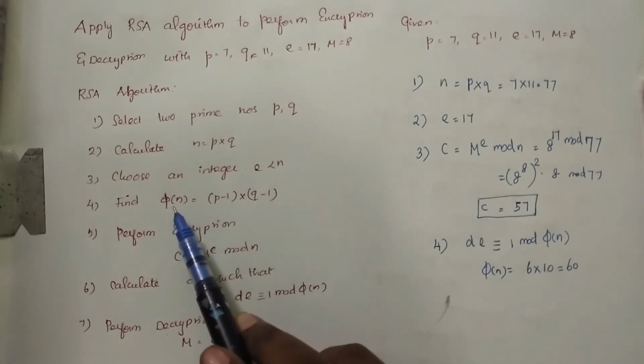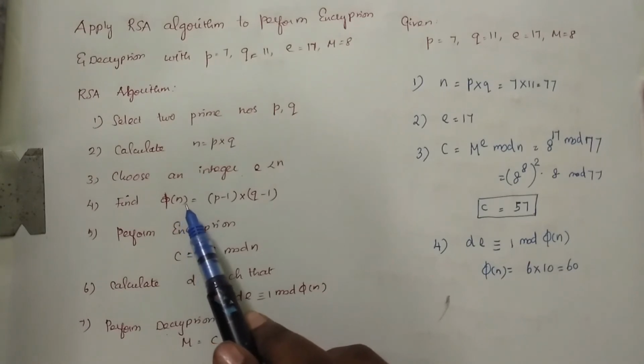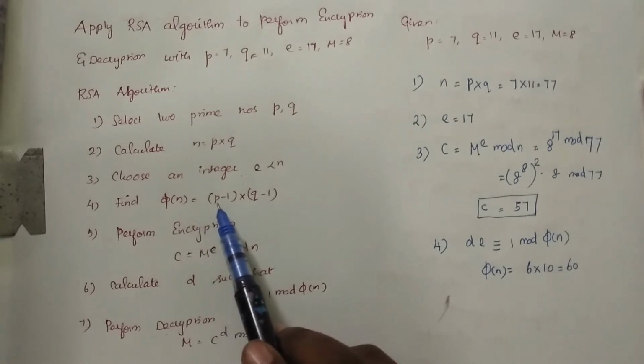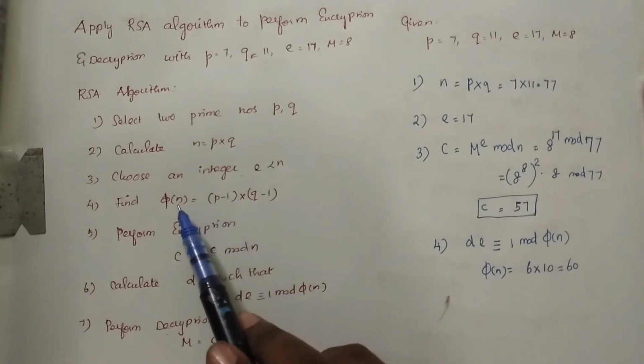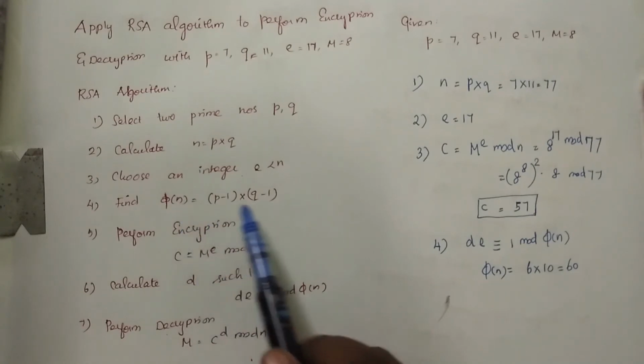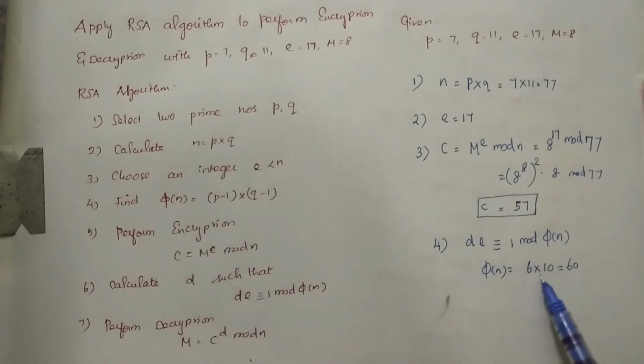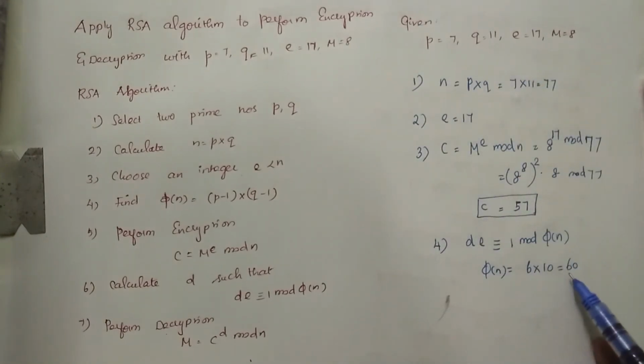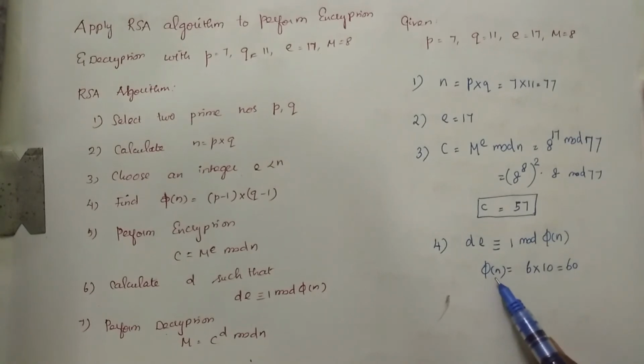So phi of n is Euler's totient function. N can be written as P into Q, so it can be expanded as phi of P into phi of Q. If P is a prime number, then phi of P is equal to P minus 1. So we can write it as P minus 1 into Q minus 1. Apply the formula here: 7 minus 1 is 6, 11 minus 1 is 10. 6 into 10 is 60. So phi of n value is 60.